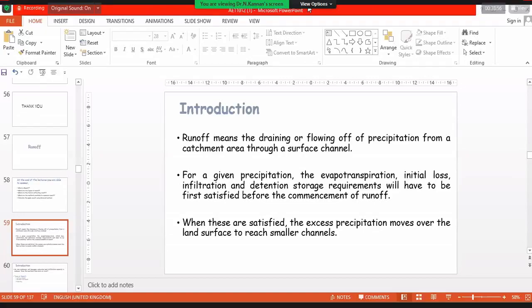Can you please explain this process? Yes, sir. Runoff occurs when the precipitation is greater than evaporation, transpiration, and infiltration. So the excess water will move through the land surface to reach the smaller channels. Yeah, good. So this is of course an introduction for the process called runoff, right?